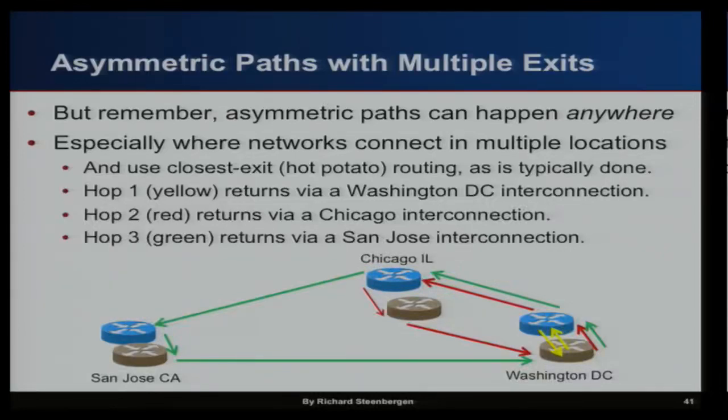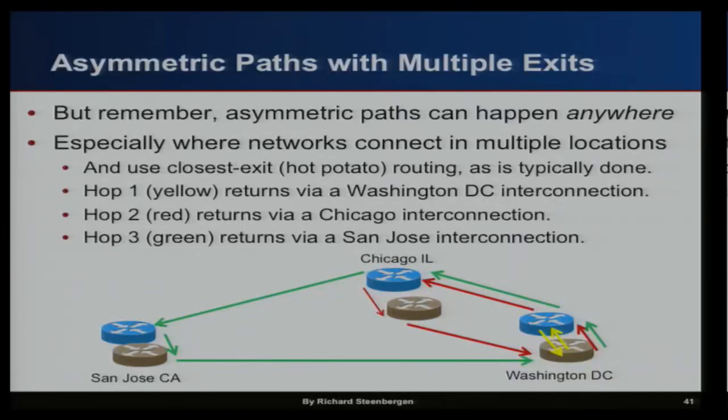So in hop 1, we see an example where the outbound packet goes out a Washington, D.C. interface and comes back in that same interface, very simple. Hop 2, we've now incremented the TTL by 1. We've sent the packet through Washington, D.C., the little red line. It goes out to Chicago. Chicago drops it, sends its ICMP back. But the return path that Chicago sends is via the Chicago interconnection.